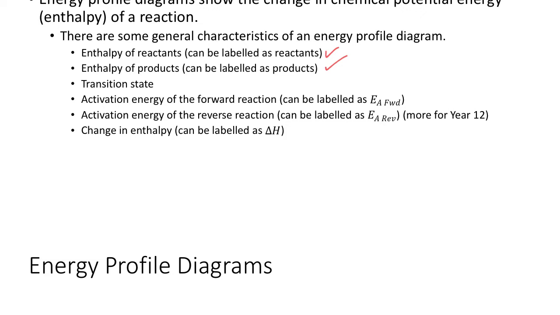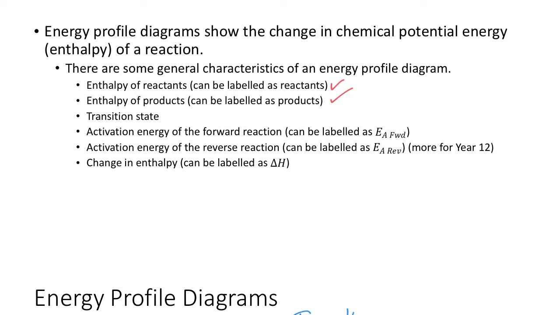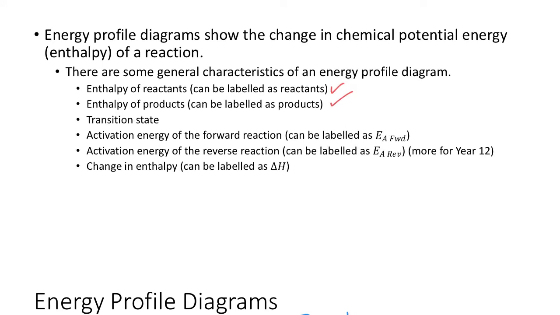Okay, next is the transition state. So what's the transition state? The transition state is here. It is the point where all of the bonds of the reactants have been broken and they've yet to be put back together, and we'll be discussing that later on. Okay, that's the transition state.